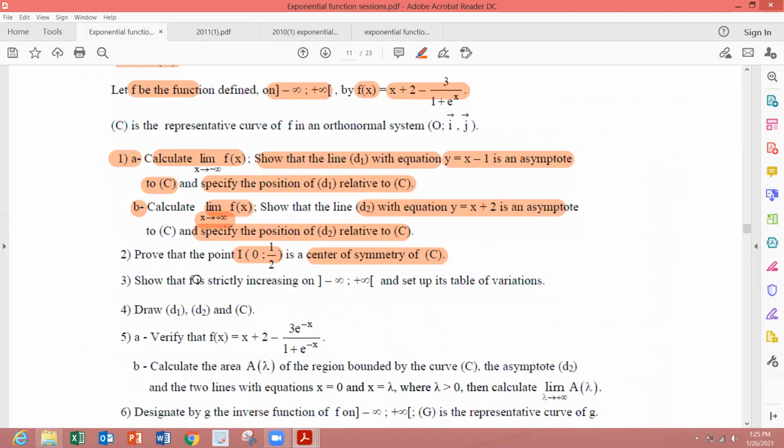Part 3, show that f is strictly increasing on minus infinity to plus infinity. How to verify that f is increasing? We find f prime of x. What must f prime of x be? Positive.